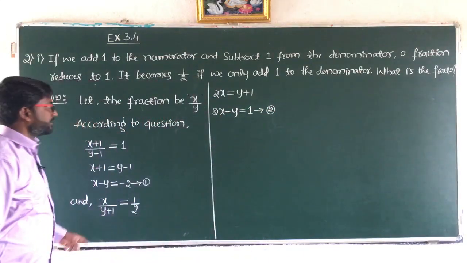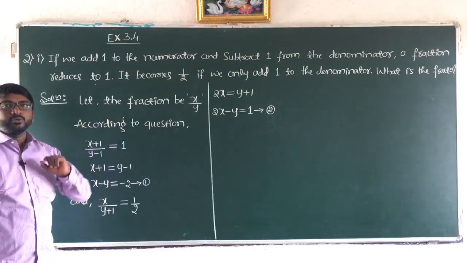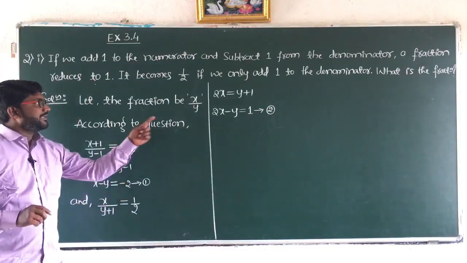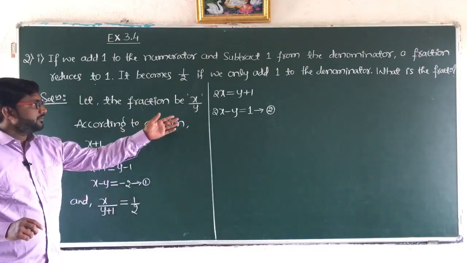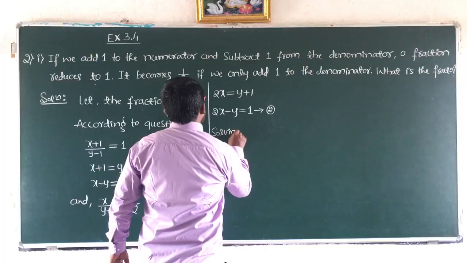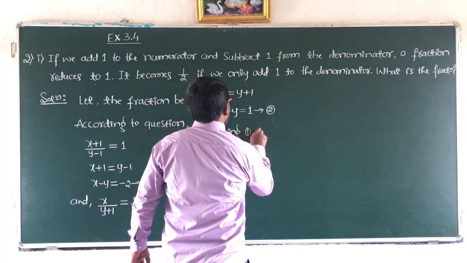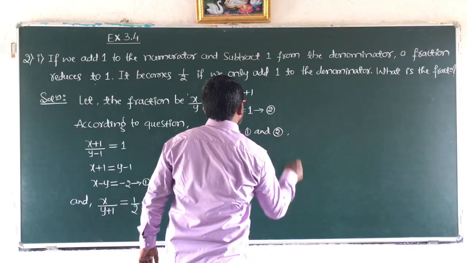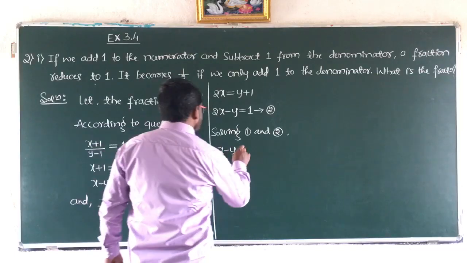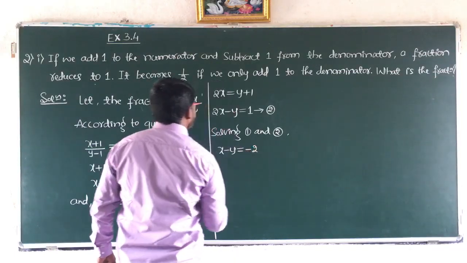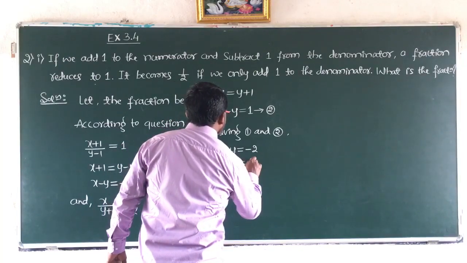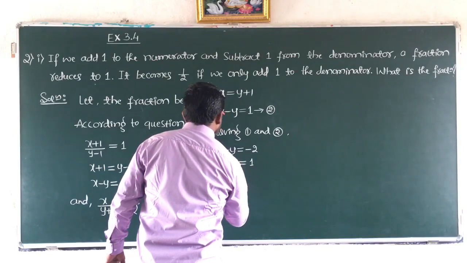Here we have to solve equation 1 and equation 2. Either we have to make the x equal or y equal. For these two equations, y is already equal, so we do not have to make any changes now. Solving 1 and 2: x minus y is equal to minus 2, and 2x minus y is equal to plus 1.